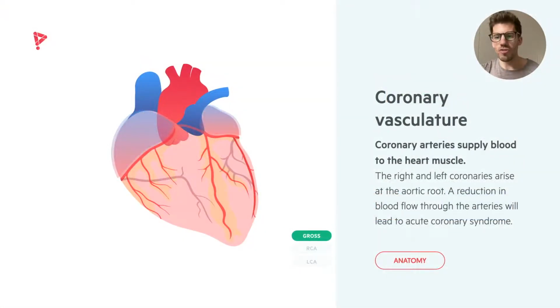So the coronary arteries supply blood to the heart. They're composed of the right and the left coronary arteries, and they arise from the aortic root. A reduction in blood flow through these arteries will lead to acute coronary syndrome.